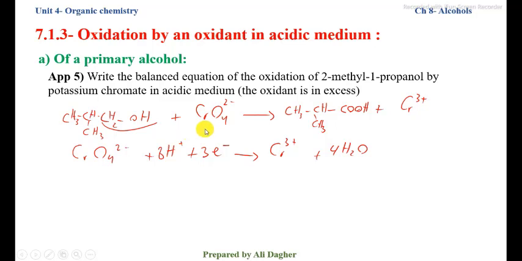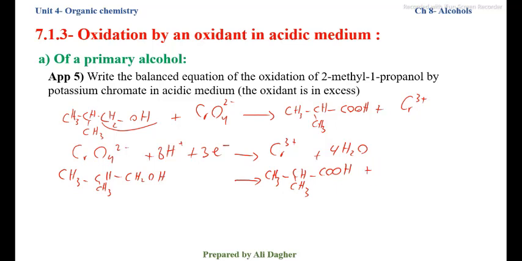Second half reaction: CH3CH(CH3)CH2OH gives CH3CH(CH3)COOH. We have 1 oxygen in reactant, 2 oxygen in product, so we add H2O in reactants to have 2 oxygen. Hydrogen: 3, 6, 7, 9, 10, and 2 makes 12 in reactants; in product 3, 6, 7, 8, so 8 needs to become 12. We add 4 H+ in product. Charge in reactant is 0, in product 4 plus; to become 0 we add 4 minus, that means 4 electrons.